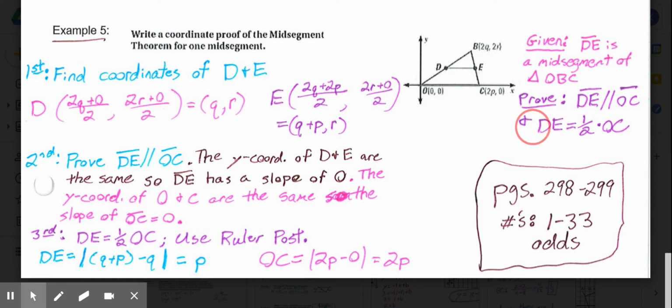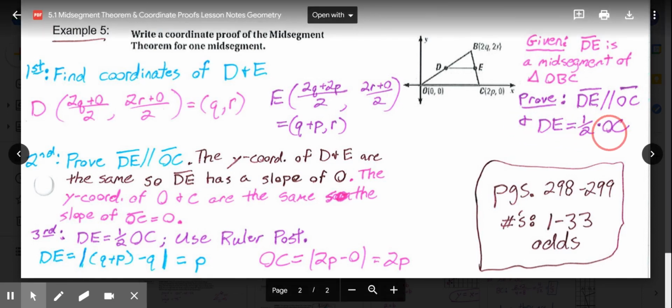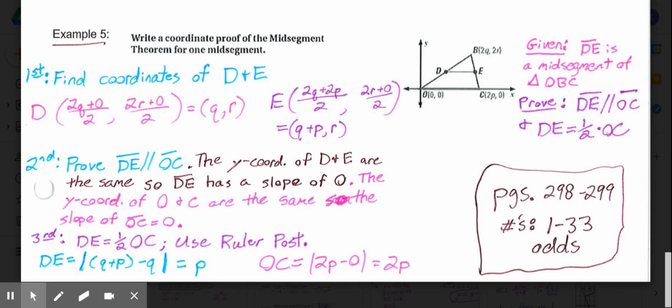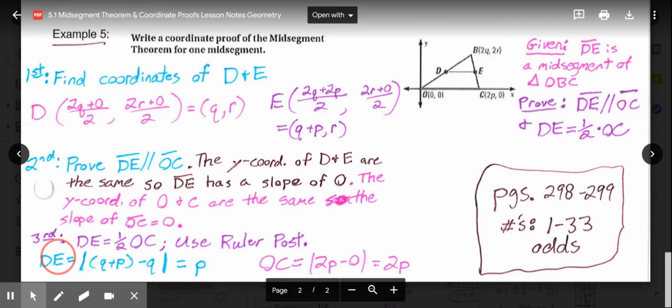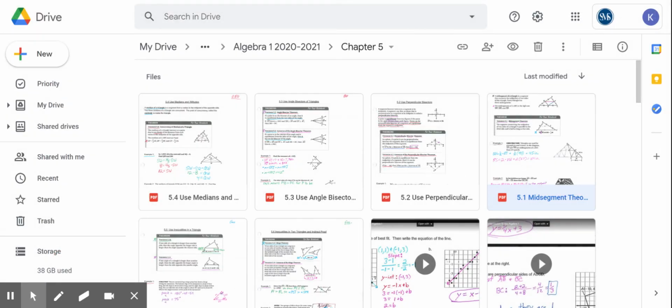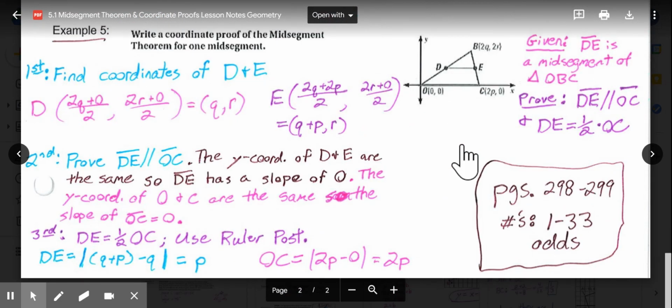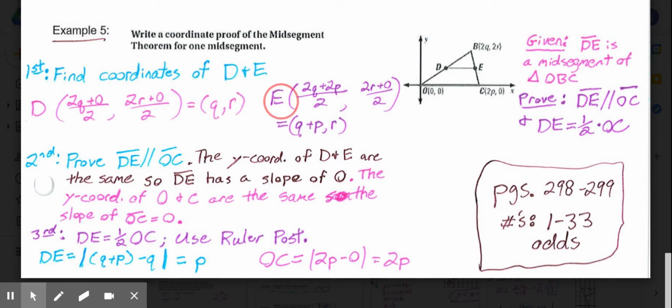Now we're on to the last part of proving DE is half the measure of OC. In this case, we're going back to use what's known as the ruler postulate, where it's saying, in this case, if I'm using side DE to find the measure of DE, whoa, that just went funky. Apologies there. Back to our notes. If I'm finding DE, then I'm going to look at point D and point E.